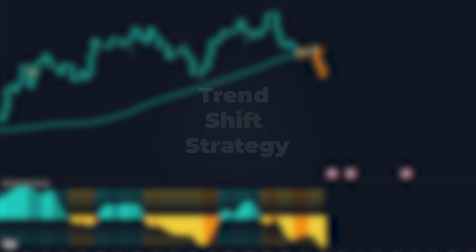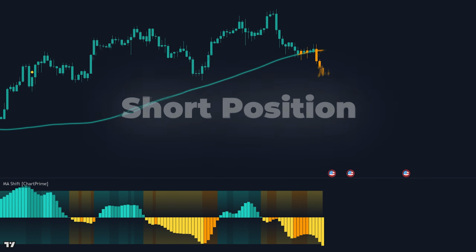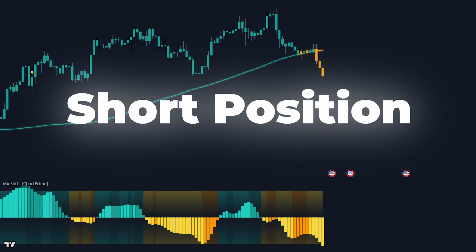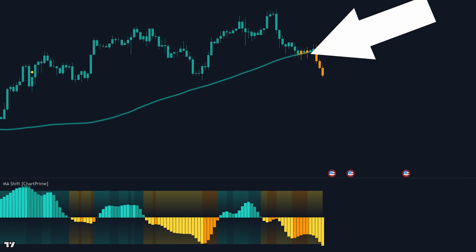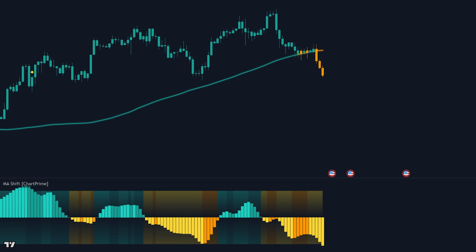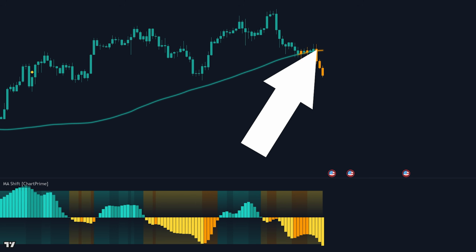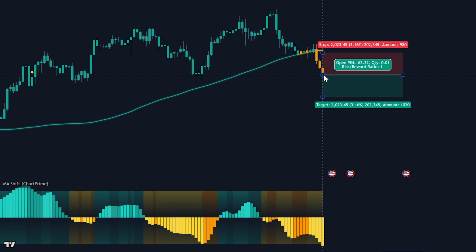Now, let's talk about trade entries using the indicator's trend shift strategy. For a short position, rule number 1 is that the moving average must turn orange, suggesting a trend shift to the downside. Rule number 2 is that the oscillator must confirm the trend shift by changing its color from blue to orange. Rule number 3 is that when the moving average shifts color and the oscillator confirms bearish momentum with light orange, it presents an opportunity to enter a sell trade early in a new trend.